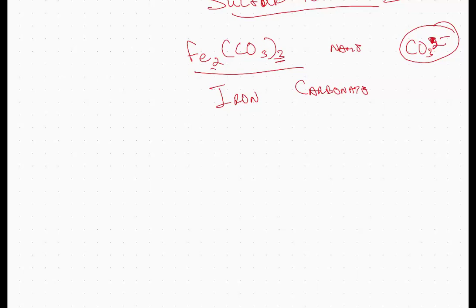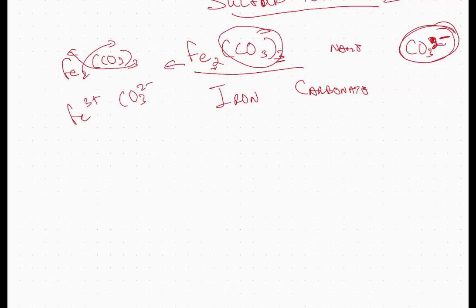Then go back and undo this whole thing. We have Fe2(CO3)3, and carbonate is 2 minus. So at the beginning it must have been Fe3 plus and CO3 2 minus. Please remember that. For naming this sort of compound, we put Roman numerals for the charge. So iron(III) carbonate.